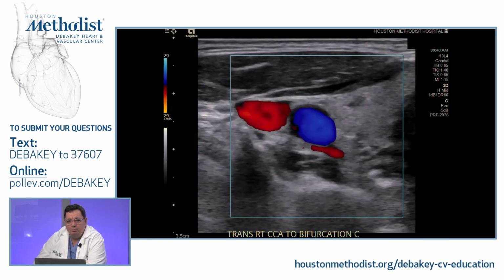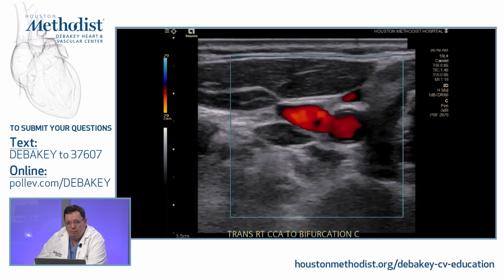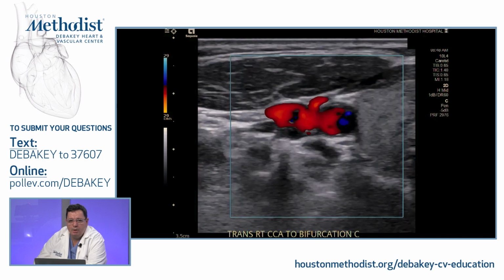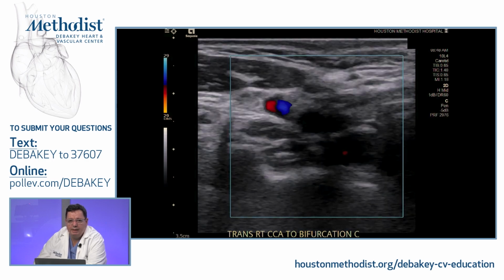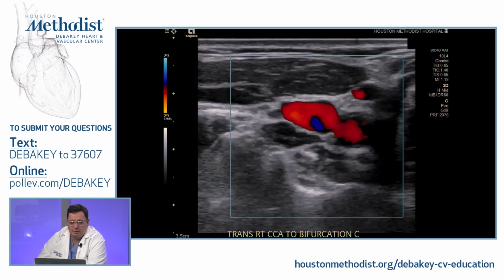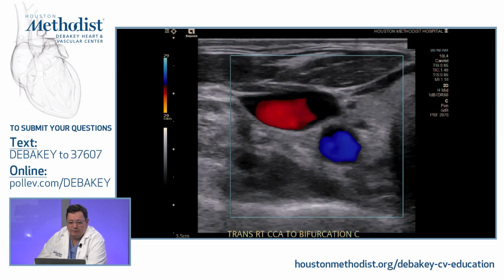After the grayscale cross-section, we put a color box on, and we are confirming the CCA, and all the way up to the ICA, the bifurcation is patent, and you have a flow in the carotid system.